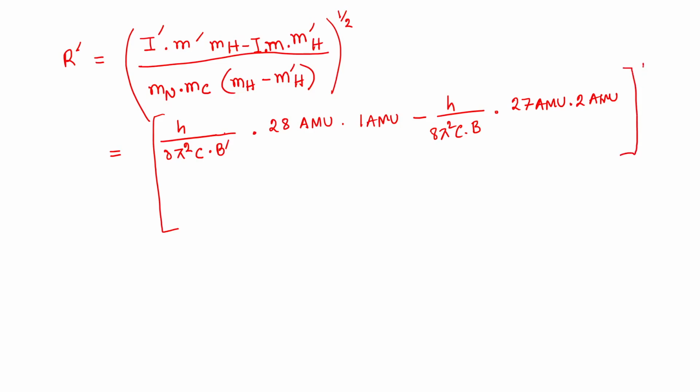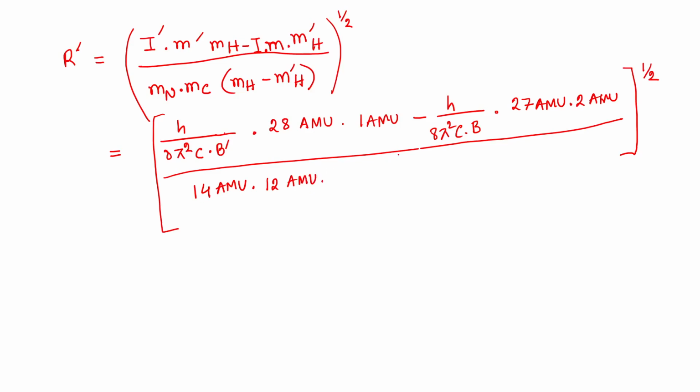Yes, divided by half, and the whole divided by Mn, your nitrogen, that is 14 AMU, into Mc, carbon, 12 AMU. Mh minus M dash H is actually going to be minus 1 AMU, right? Because MH is 1 AMU and this is 2 AMU, so it is going to be 1 minus 2. So we can cut 2 AMUs from here, and as we have a minus 1 here, we can interchange the sides.